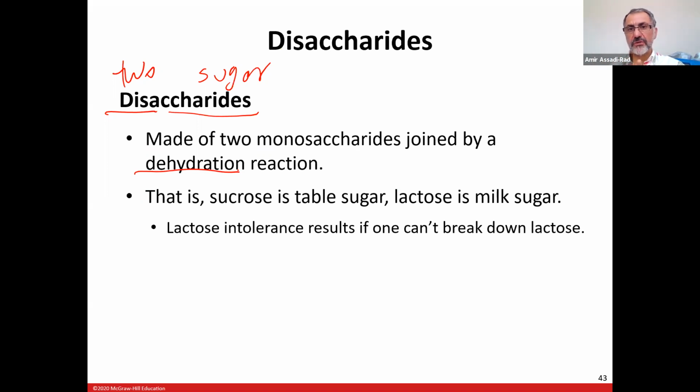The sugar in your milk, some of you are intolerant to it. It's lactose, okay? And you cannot take dairy products because of that sugar. Your body cannot break it down. Intolerance also means it cannot be broken down to lactose.